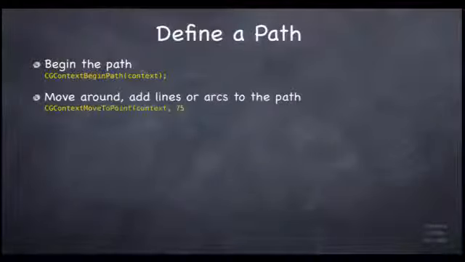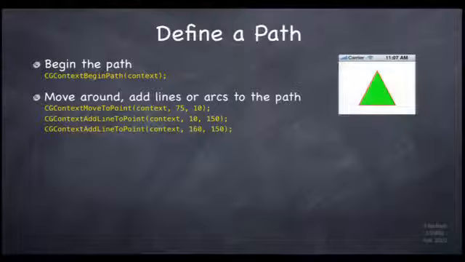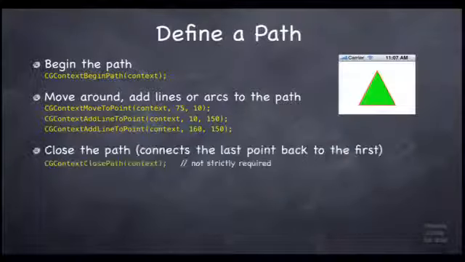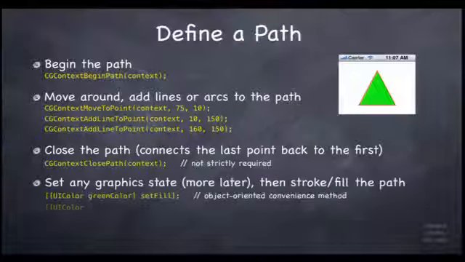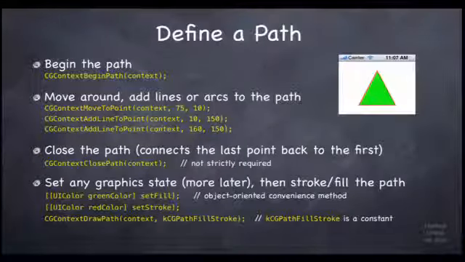We're going to define a path here. First, I say begin path, and I pass the context that I'm drawing in. Then I move around. Here I'm making this triangle up in the upper right corner. So I'm moving to a certain point, then adding a line to a point, adding another line to a point. I only added two lines, but now I'm going to close the path, which is going to add that third line, because it makes the path go back to its start. That's a common graphics thing, to draw a path and then just close it so it goes back. You don't have to close it; it's not strictly required. And then I set any graphic state I want, like the fill color and the line color. Notice that these are object-oriented methods, the UIColor methods. We'll talk about those in the next slide.